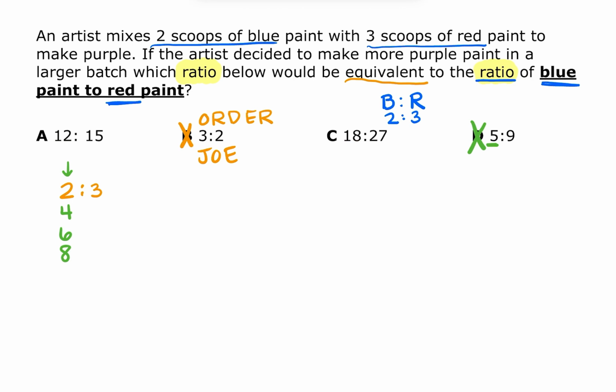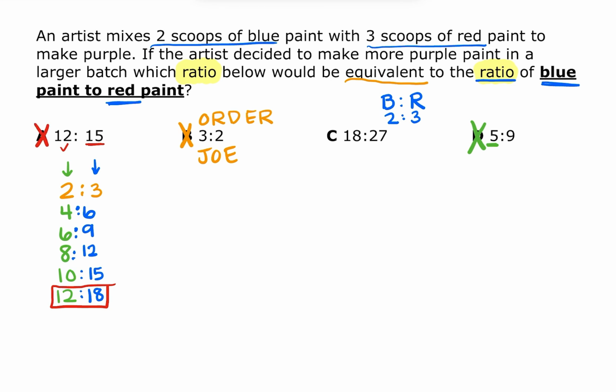So let's keep going. 2, 4, 6, 8, 10, 12. Now I need to go do the other side and see if that matches as well. So now we're counting by 3s. And I need to go ahead and make sure these are all ratios, so they should have colons. Okay? So 3, 6, 9, 12, 15, 18. So this is my ratio, 12:18. So the 12 matches, but the 15 does not. So A is not my answer.